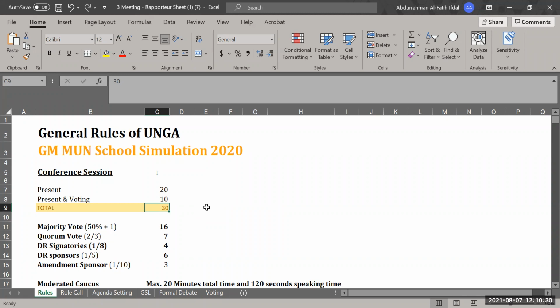Why do we need to know each composition? Why do we need to know the exact calculation for present and the exact calculation for present and voting? This will affect the way resolutions are voted. This will affect the way motions are decided. So it is very important for us to understand the difference between the calculation for present and the calculation for present and voting. Keep in mind, we have 30 delegates in total, which consists of 20 delegates present and 10 delegates present and voting.